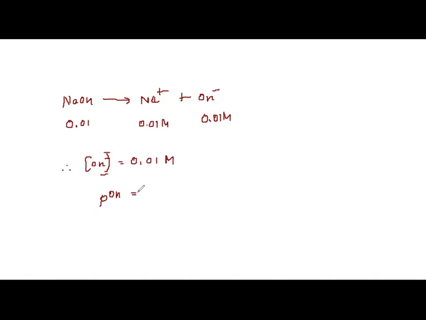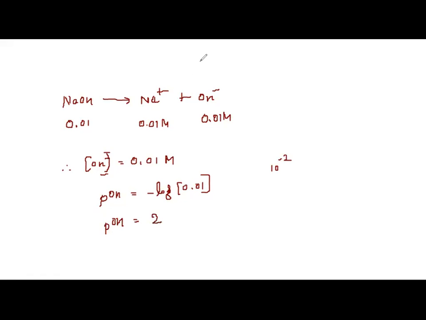Then what will be pOH? I know that pOH is negative log of molar concentration. That is equal to minus log of OH- ion concentration. 0.01 is 10 raised to minus 2. Log of 10 raised to minus 2 is minus 2. Yes, here minus minus gets cancelled. So I'll get the answer 2. This is pOH. pOH is equal to 2.